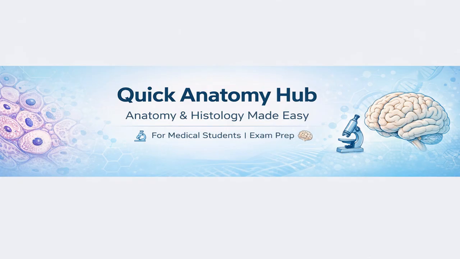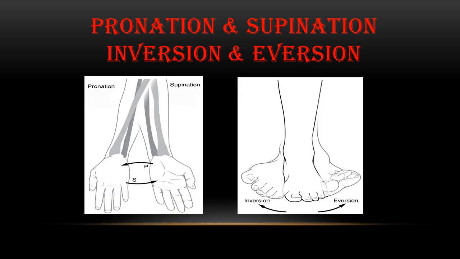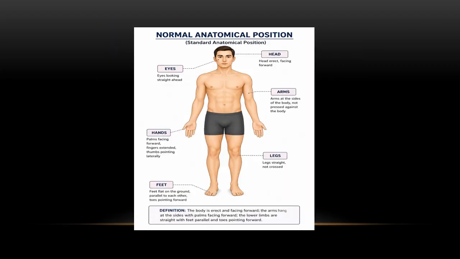In this tutorial, we will talk about supination and pronation, which are special movements involving the forearm, and we will also discuss the inversion and eversion of the foot, with reference to the normal anatomical position in which a person should stand erect with palms and toes facing forward.